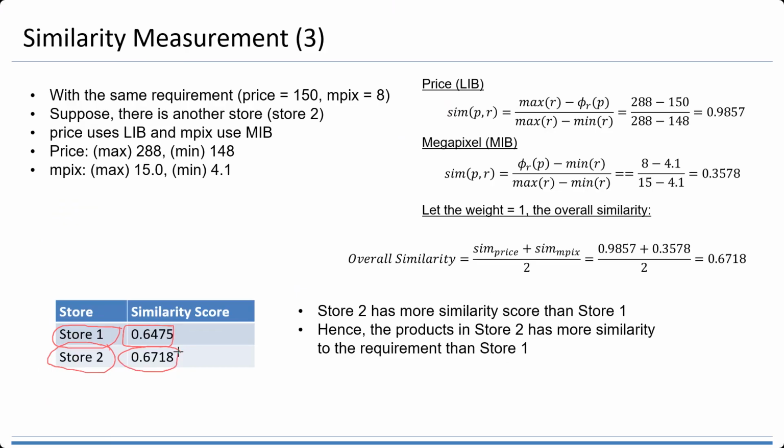And we know for the similarity value, higher is better, or if it is near to 1, then it is good. So store 2 has a higher similarity score than store 1. And the product in store 2 has more similarity to the requirement than store 1.